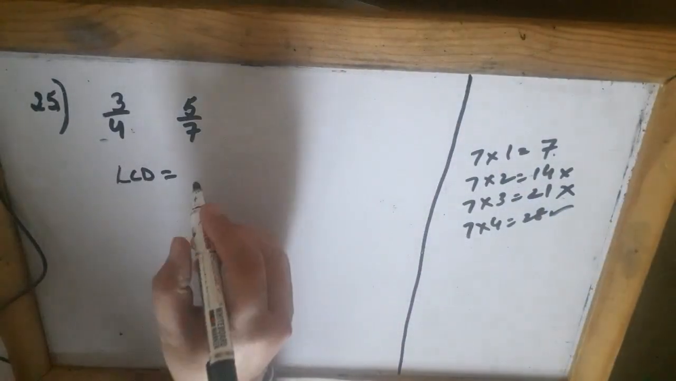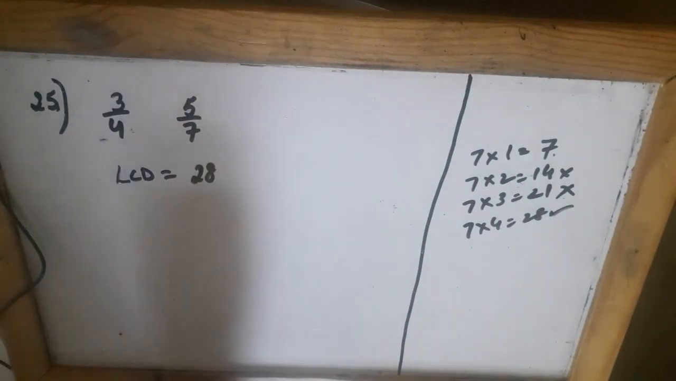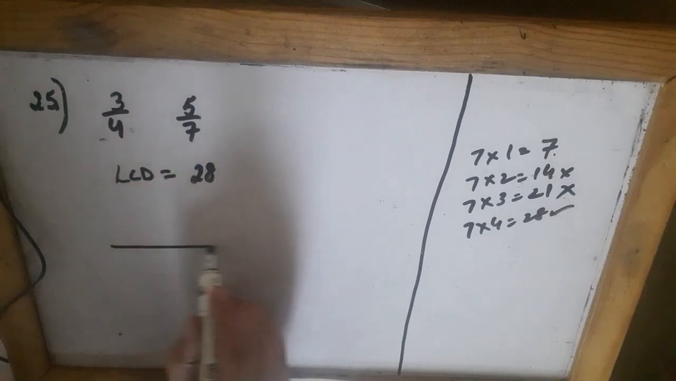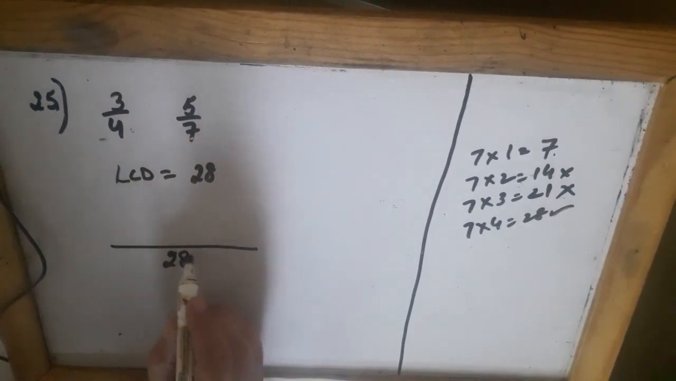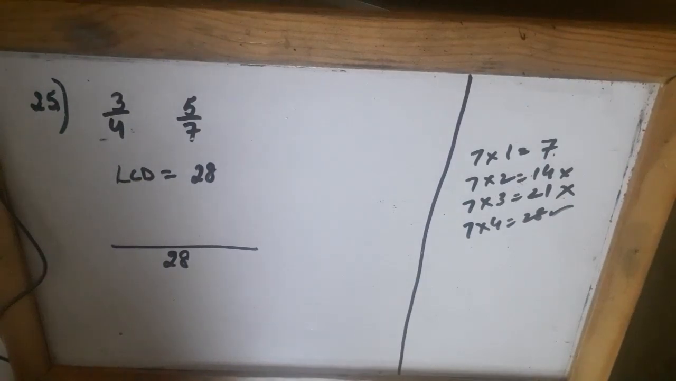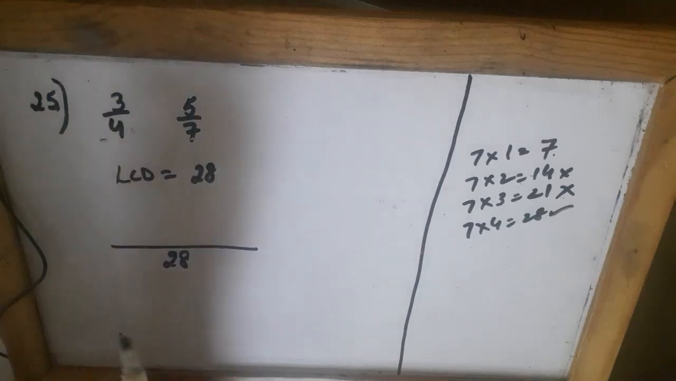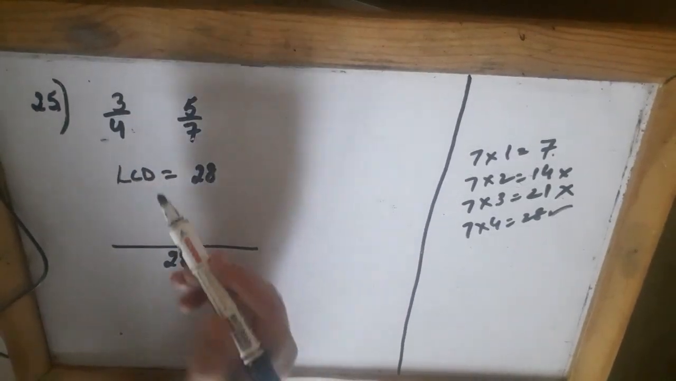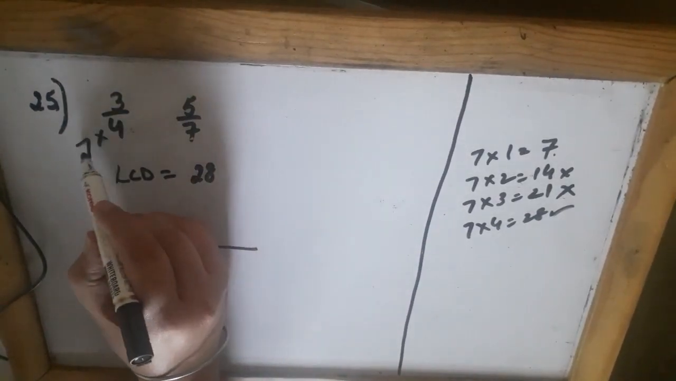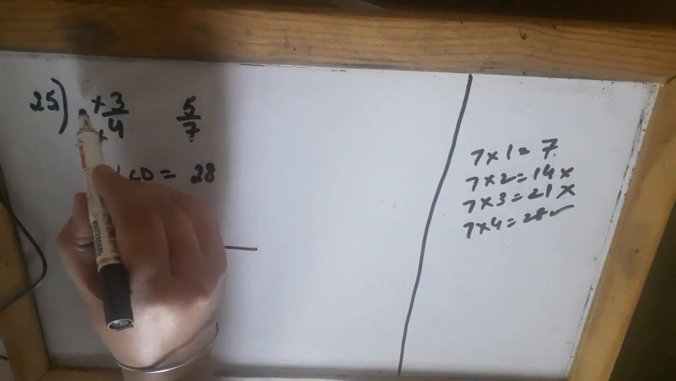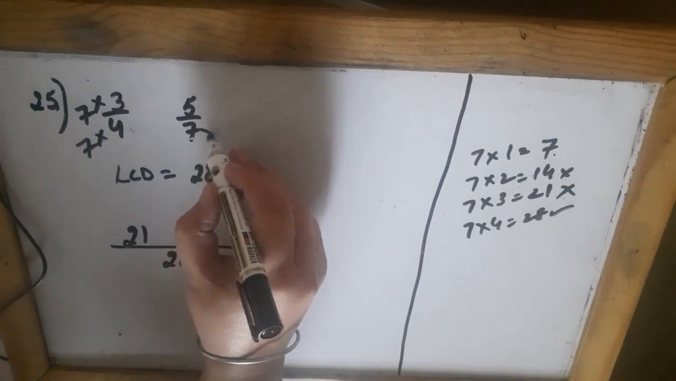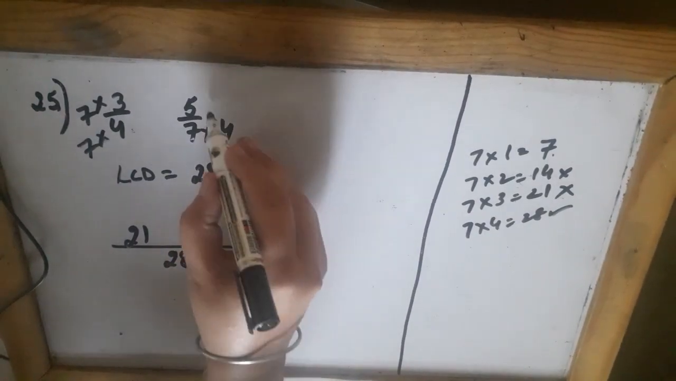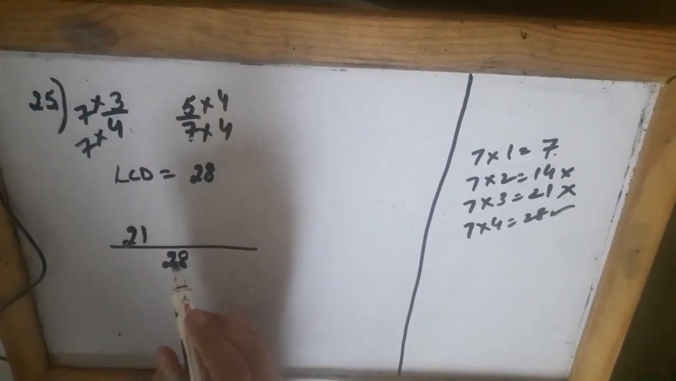So it means 28 is my least common denominator. So both these denominators I will turn into 28. Now I have to change the numerator so that I get equivalent fractions. Now I will see how this 4 has become 28. 4 7s are 28, so 3 also I'll multiply with 7. 3 7s are 21. Now 7 4s are 28, so 5 also I'll multiply by 4.